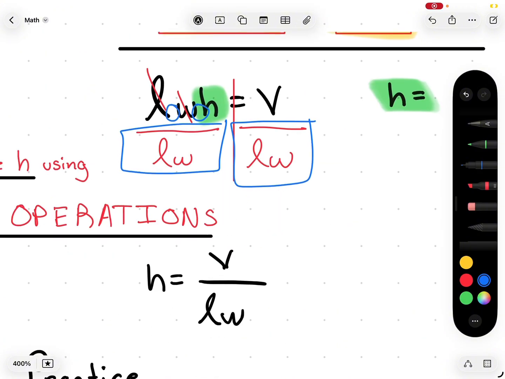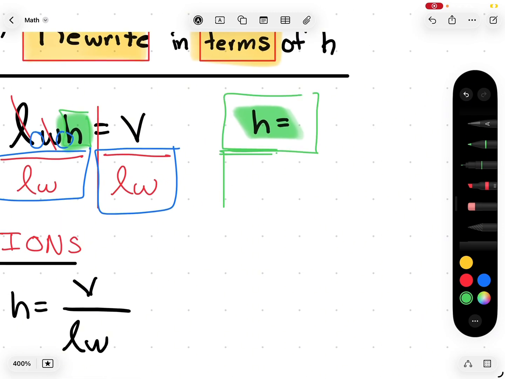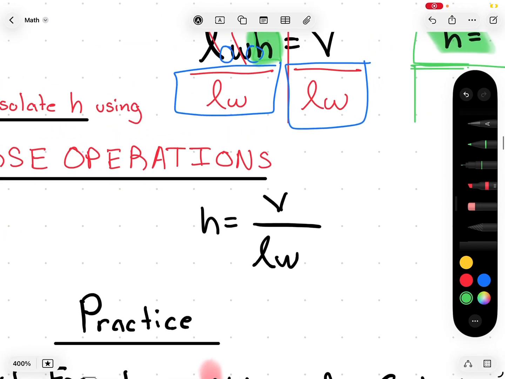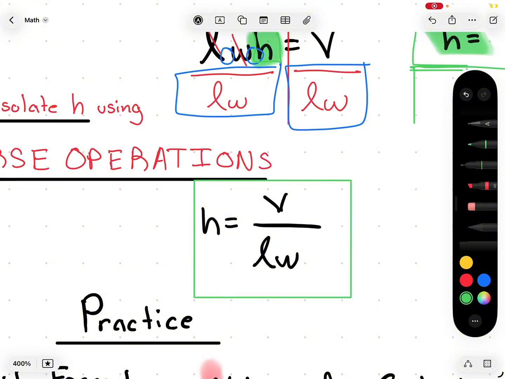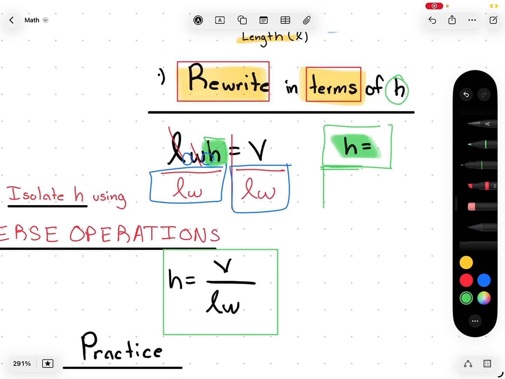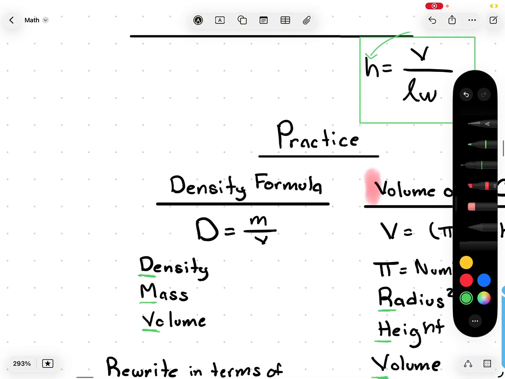Since that's what's happening, it leaves us with h on one side and all other values on the other, which is similar to what we had over here. Therefore, it leaves our new answer as this. H is equal to V divided by LW. So to rewrite in terms of h, we must get h to equal one side of the equation. Here, we have V equaling one side of the equation. Now, we have it equaling h. Hopefully that made more sense, so here's some more practice.